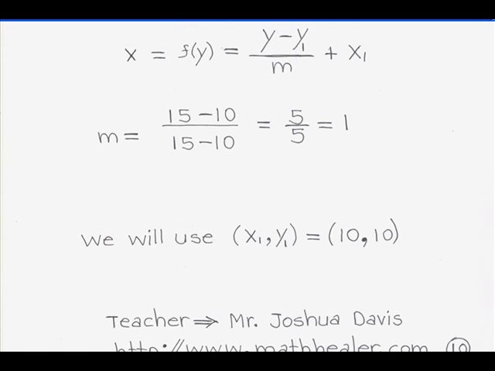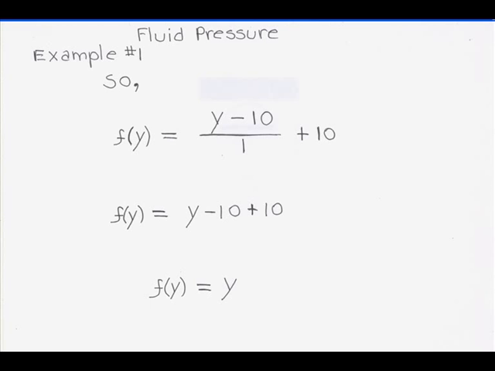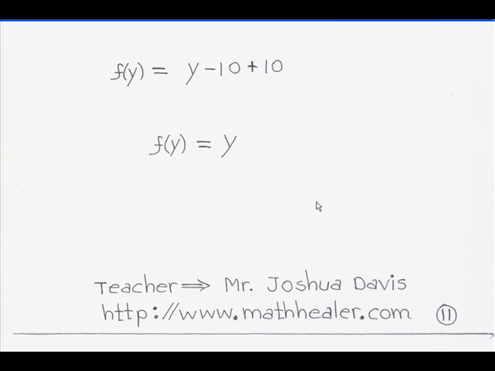We will take this information and substitute it into the formula for f of y. So after substituting in our values, we have that f of y is equal to y minus 10 divided by 1 plus 10. Well, now that this is over 1, we simply have that f of y is equal to y minus 10 plus 10. Well, f of y is equal to y.